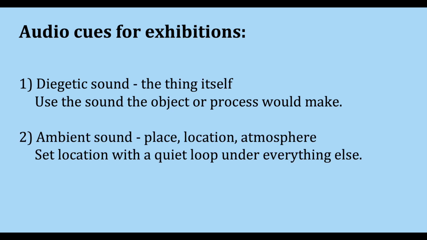Another thing is ambient sound. Now, this is mainly used for setting the location. So that could be a quiet loop that just sort of is there under everything else. That can be anything from harbor water, a distant seagull, it could be rain, the wind, it can be a workshop bell, it can be a faint siren in the distance or something like that.